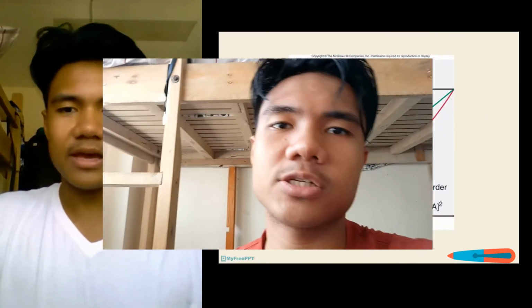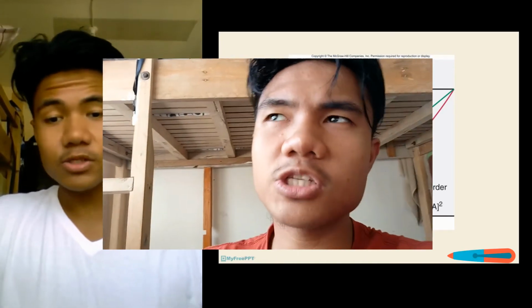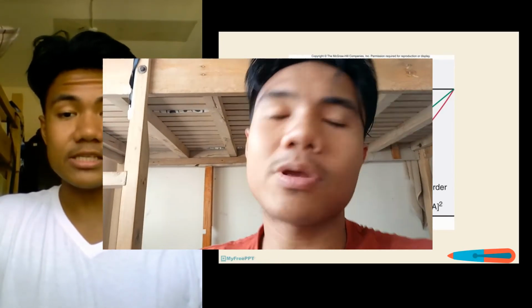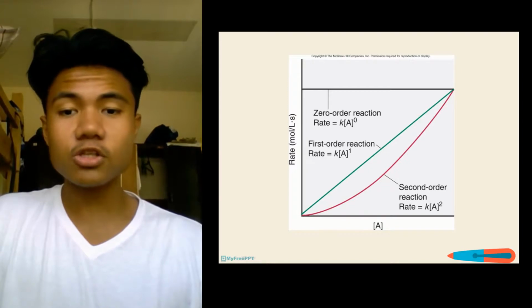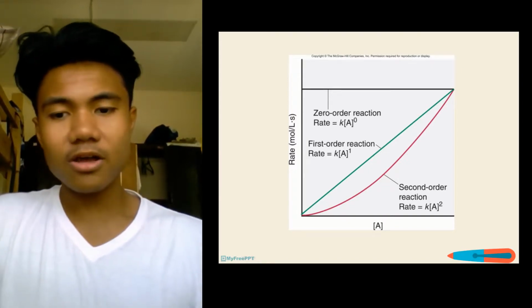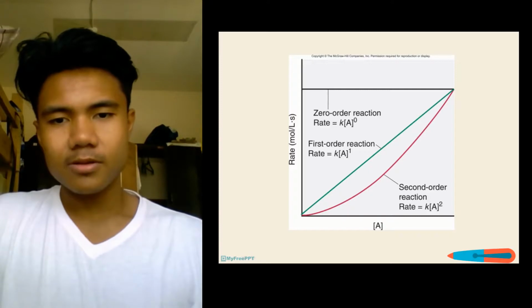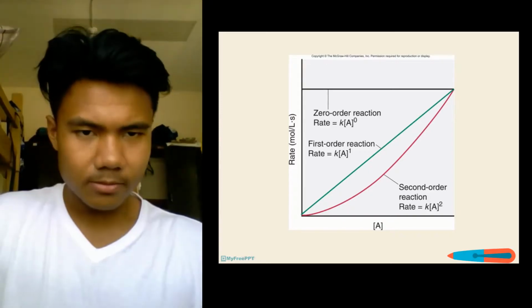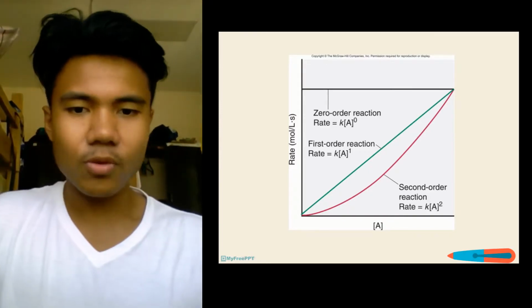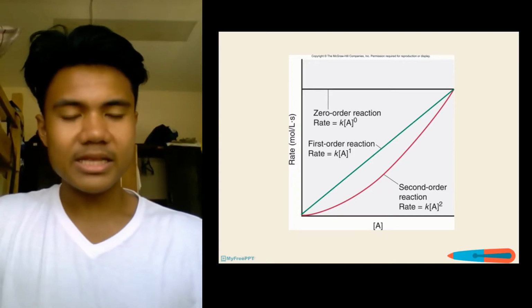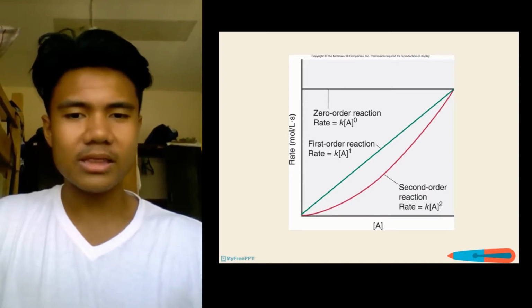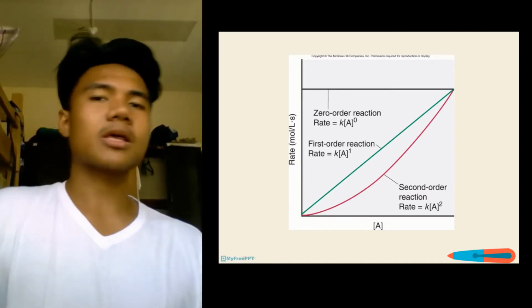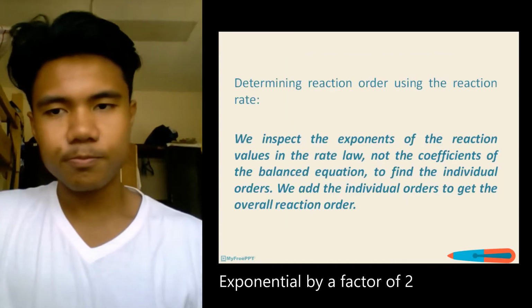In the zero order reaction, as seen by the graph, the concentration of A doesn't really affect the rate of the reaction. That's what I was trying to explain a while ago. While here at the first order reaction, as the concentration of A rises, the rate also rises with it. So there's a direct effect. While for a second order reaction, it has a parabolic nature. So as the concentration of A increases, the rate increases in a parabolic manner.